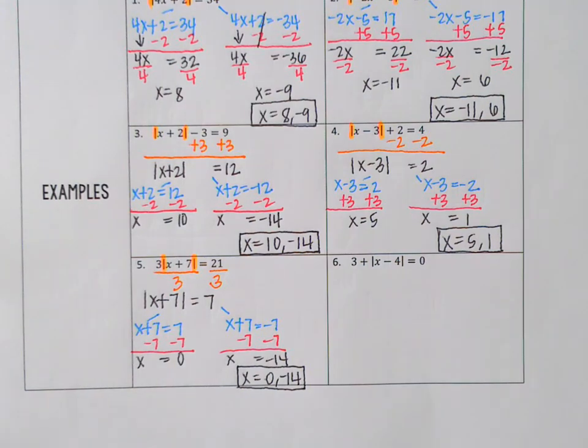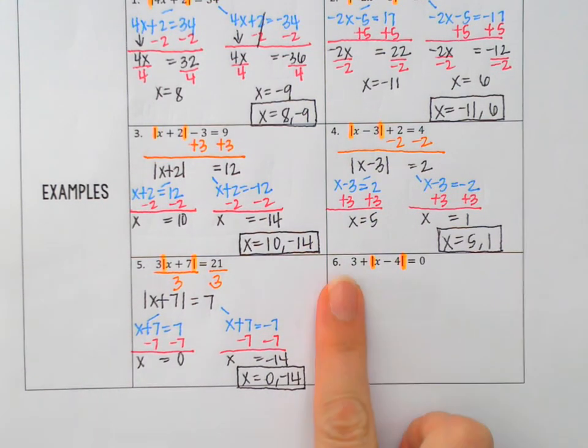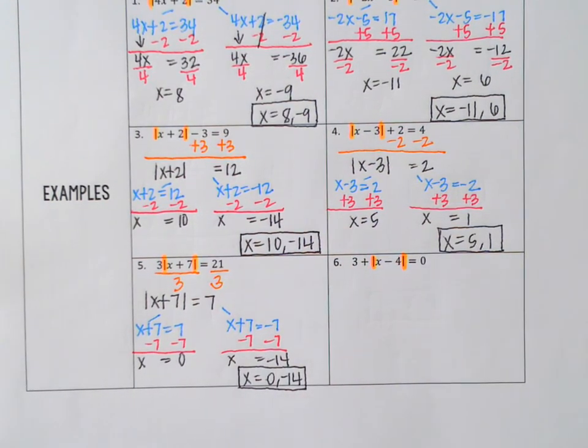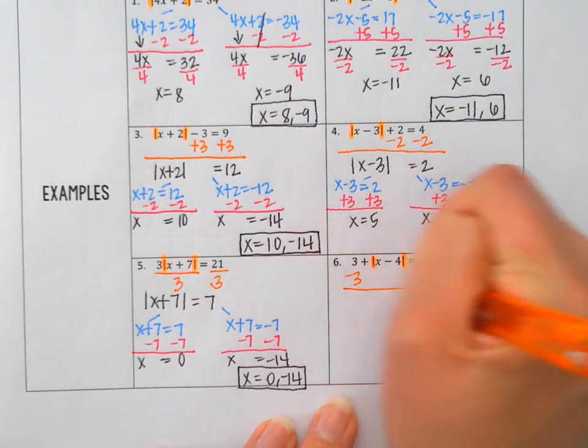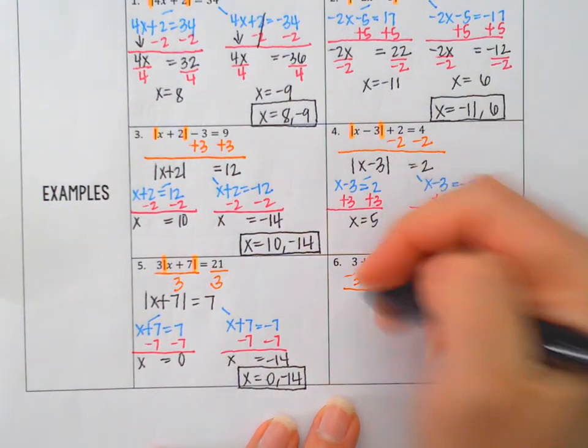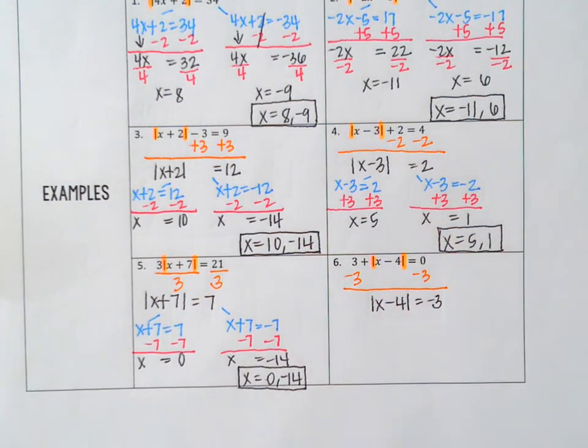Okay, last example problem of the unit, because this is our last section before we test. Again, we want to get the absolute value expression all by itself. So we have 3 plus the absolute value of x minus 4. This is a positive 3, so to move it to the other side, I subtract 3 from both sides. And I get the absolute value of x minus 4 equals negative 3.